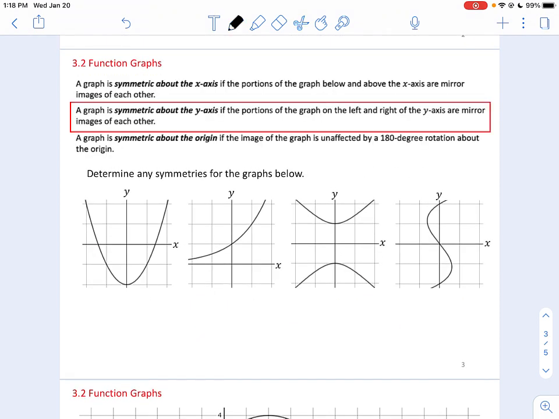Now, a graph is said to be symmetric about the y-axis if the portions of the graph on the left and right of the y-axis are mirror images of each other.